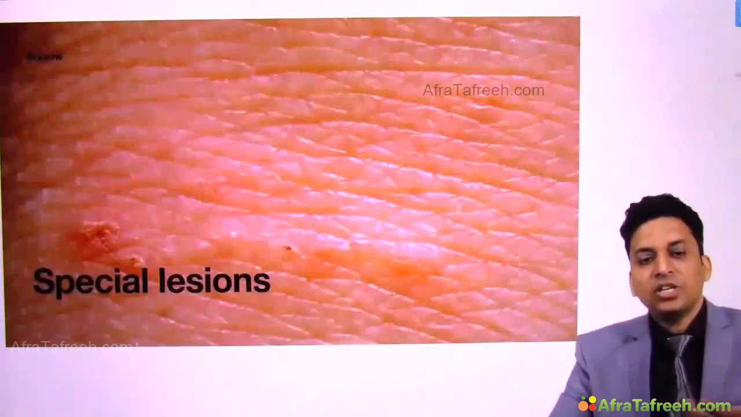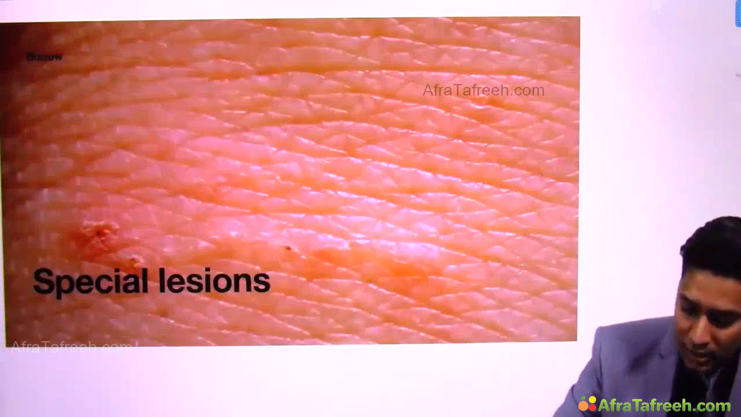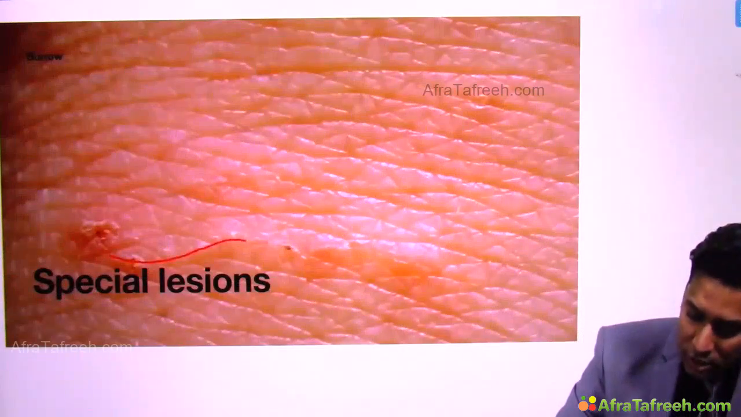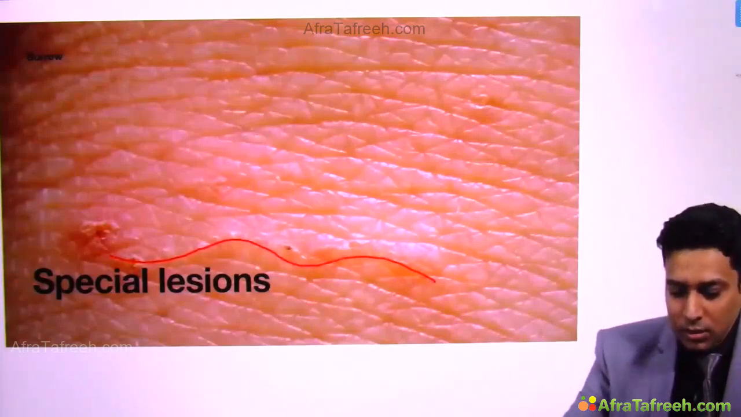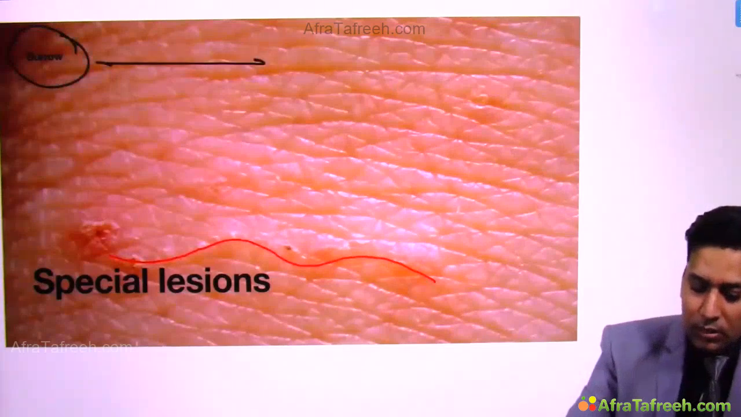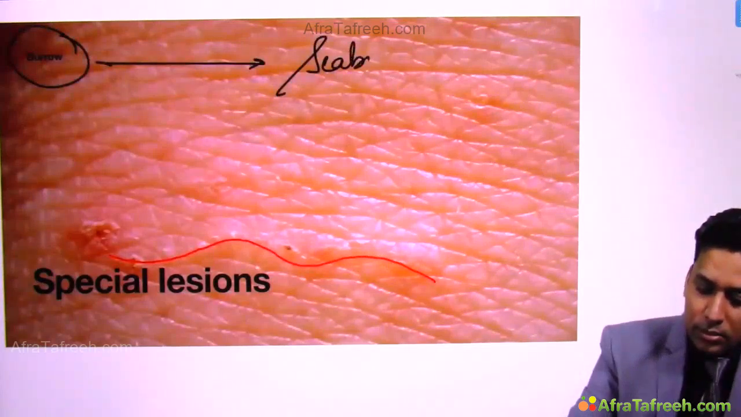Then there are a few special lesions, like this one. As you can see, this is a lesion which is appearing something like this. This is what? This is a burrow seen in scabies.